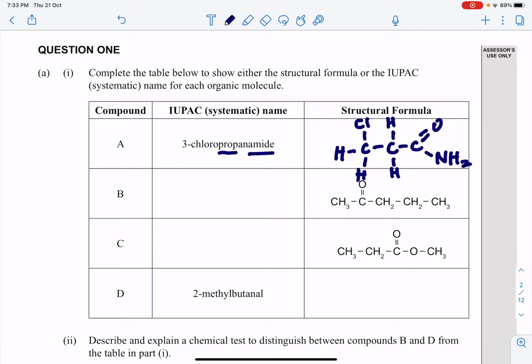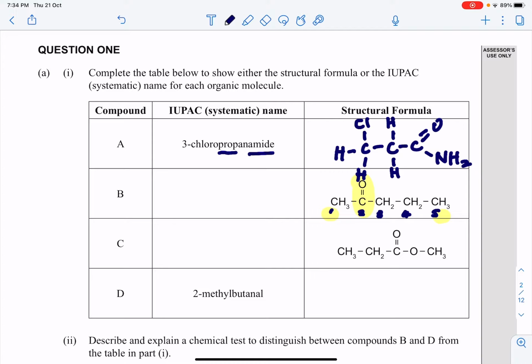You can see that we do have a C double bond O, which is the functional group of a ketone. So for a ketone, we need to address the position of the carbonyl, which is a C double bond O, and you can count from the carbon on the left or on the right. But in this case, I'm going to choose the carbon that gives the lower number. So carbon on the left would definitely give a lower number, 1, 2, 3, 4, 5, compared to counting from the right hand side.